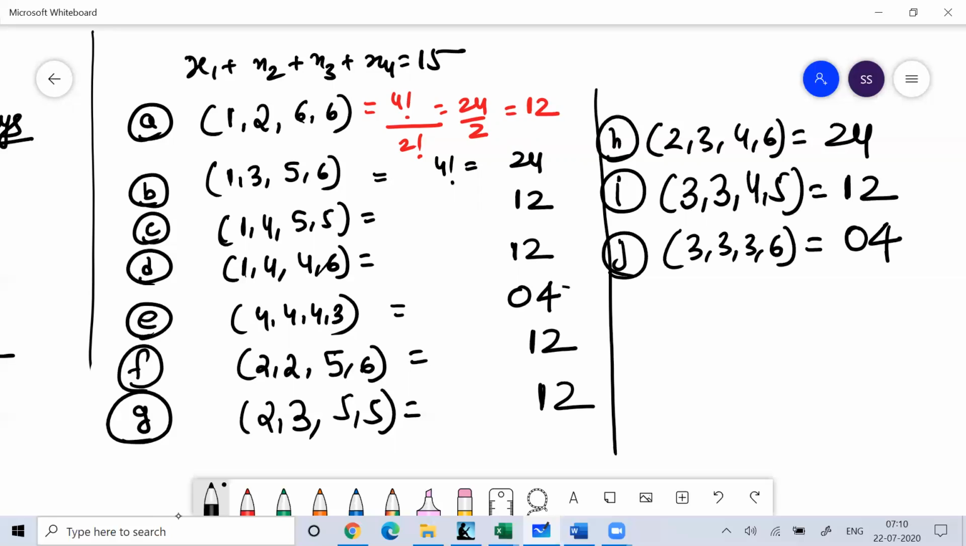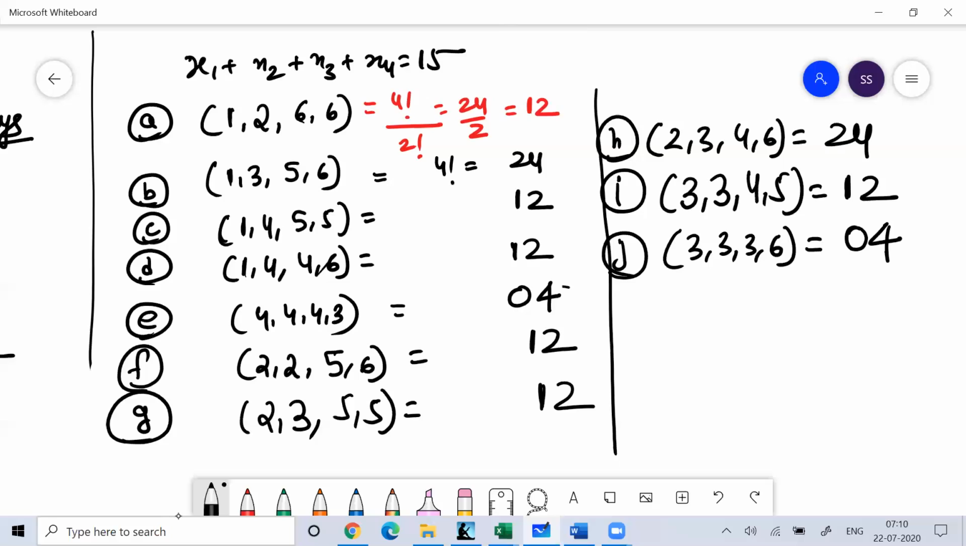Then 3, 4 I'm done. 3, 5 I've done. 3, 6 I've done. So with 4, 4, I already tried. 4, 4. Then 4, 5, already I tried. 4, 6, already I tried.